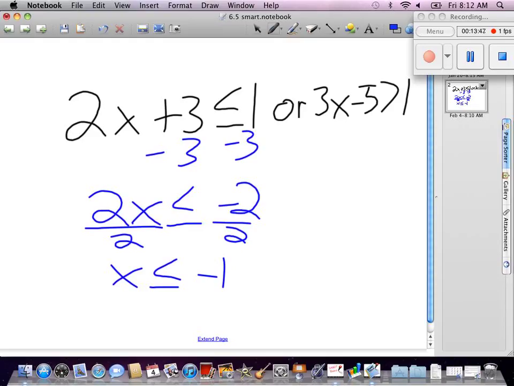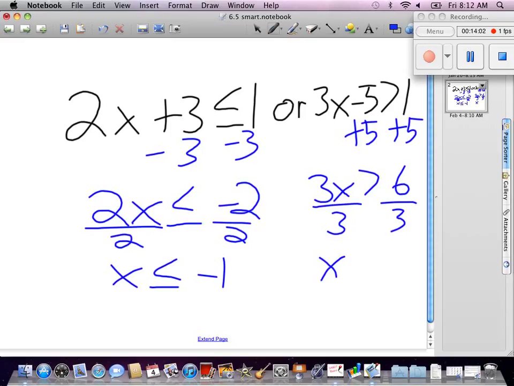Somebody want to try the other side? Yes, Mr. Marks? I add 5 to both sides, and I get 3x is greater than 6. Then what? Divide on both sides, and what do I get x to be? X is greater than 2.